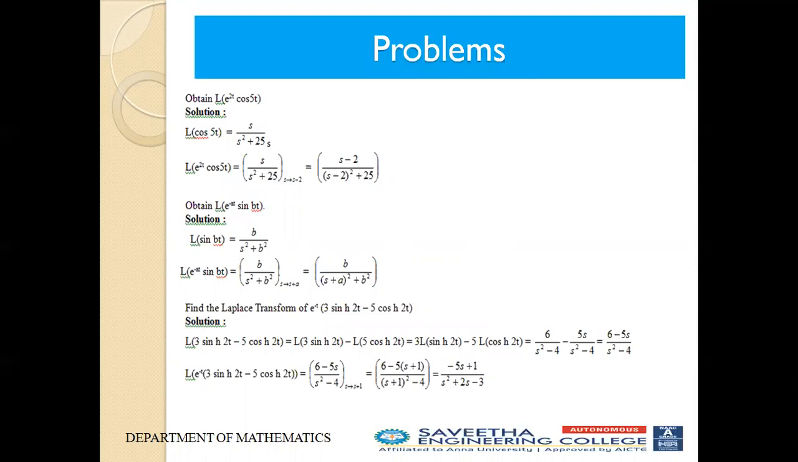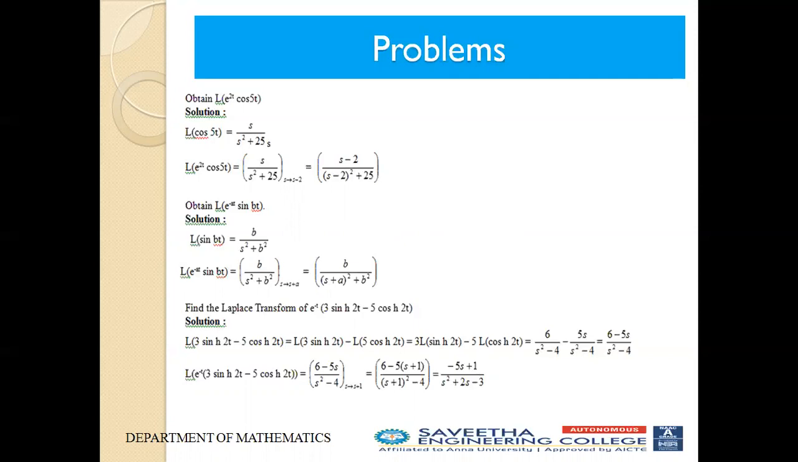Problems based on first shifting theorem: L of e power 2t cos 5t. Now we are going to find the Laplace transform of cos 5t, which is s divided by s square plus 25, and L of e power 2t into cos 5t is equal to, we are going to replace s tends to s minus 2 because the coefficient of t in the exponential is 2. So we are getting the answer s minus 2 divided by s minus 2 the whole square plus 25.